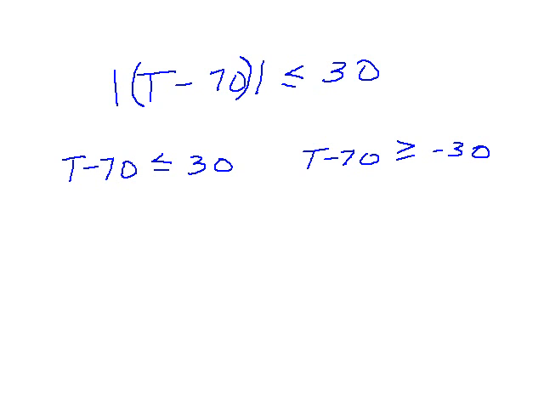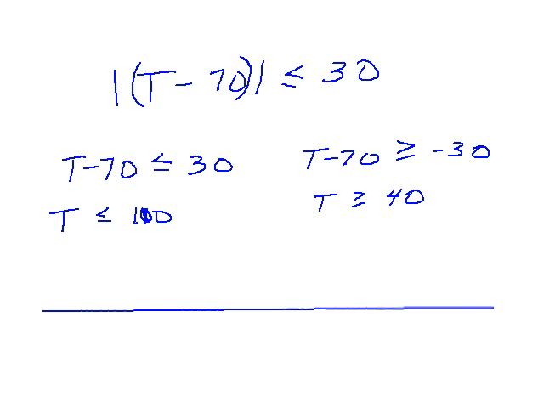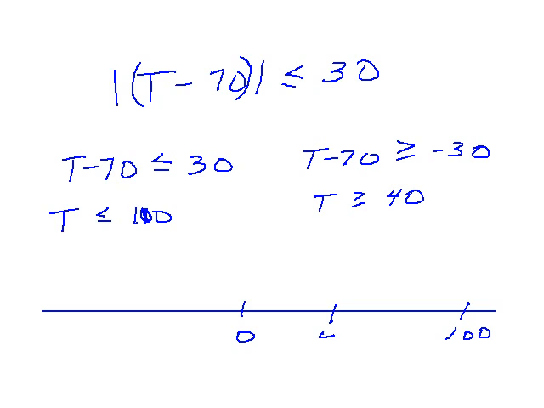I'm going to solve each of these separately, isolating the T. T is less than or equal to 100 degrees. And here, T would be greater than or equal to 40. Now when I graph this, here's what it means. Here's the 0. Here's 100. And I'm just going to put down the numbers I need instead of a scale.